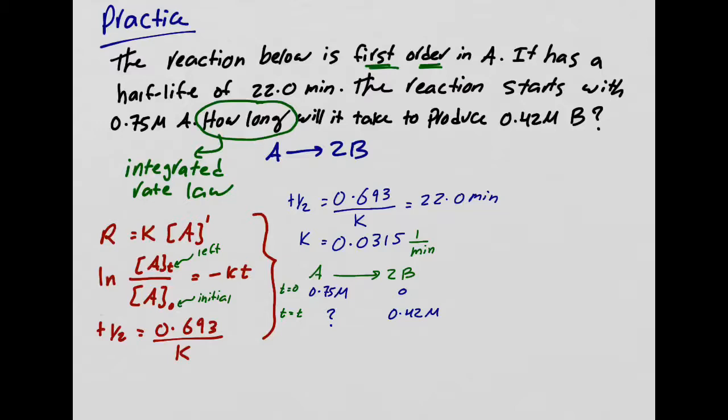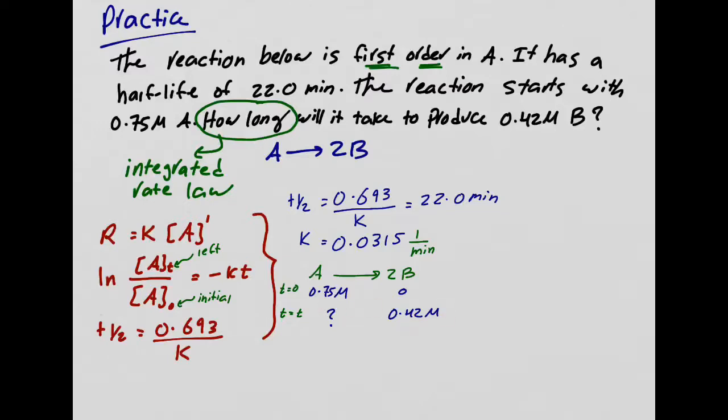So I know I need to use integrated rate law. Here's my integrated rate law for first order. I'm trying to figure out T. I just figured out K. That's great. I have the A initially, but I also need to know how much A is left over to be able to plug it in. Now, how am I going to do this?